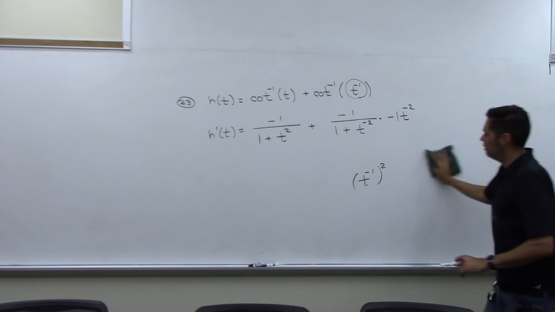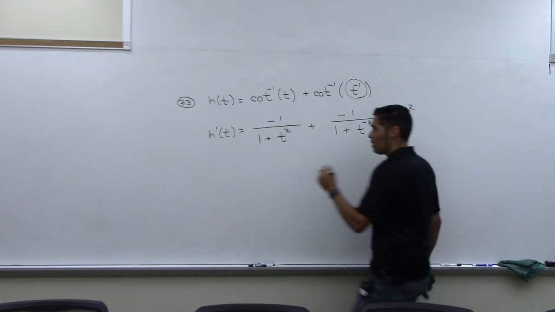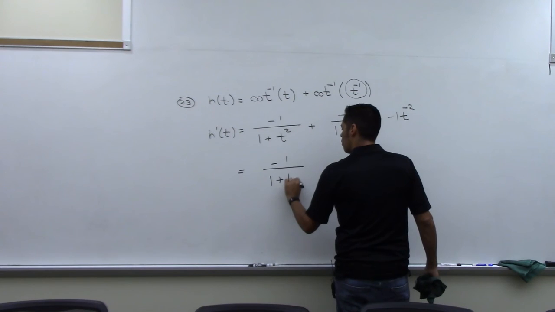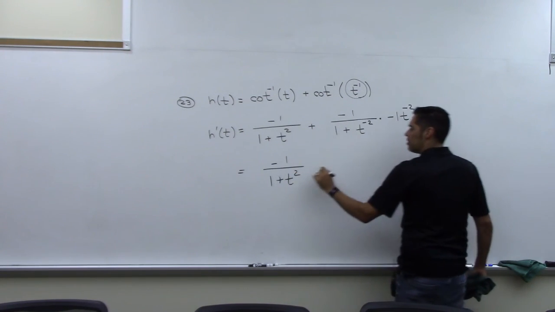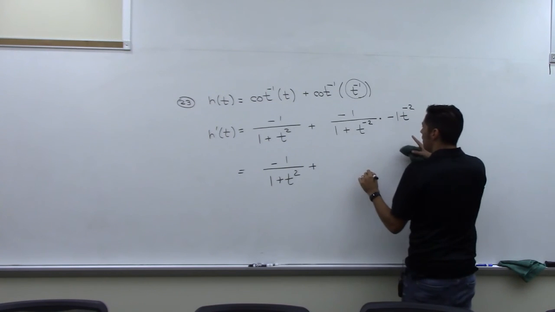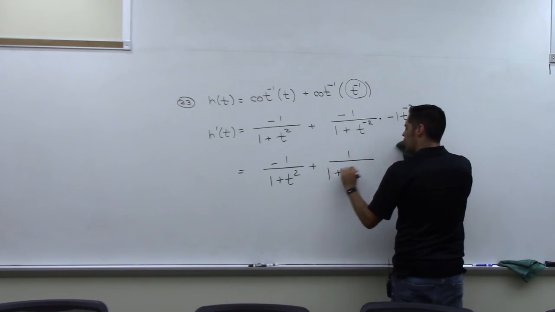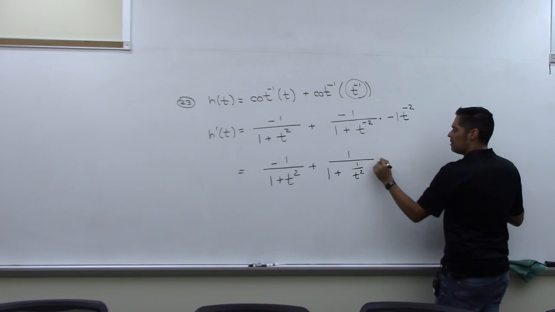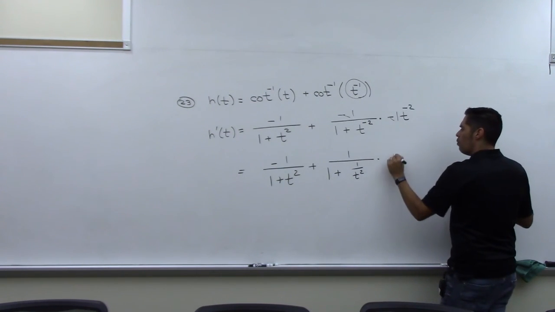All right. Let's see if I can't clean this up. This is negative 1 over 1 plus t squared. The negative and the negative here are going to become positive, so I'm just going to have plus, let me write it this way, 1 over 1 plus 1 over t squared, that's this right here, times this right here, and remember the negative's gone, is 1 over t squared.